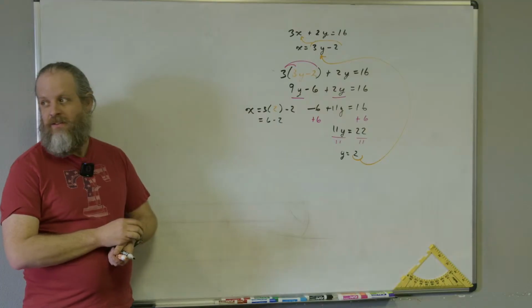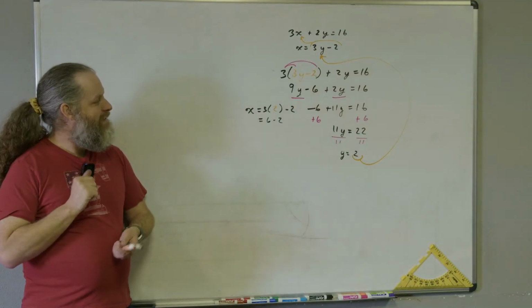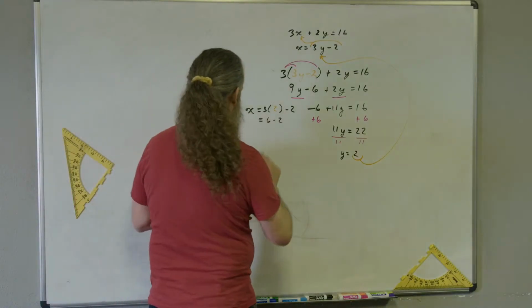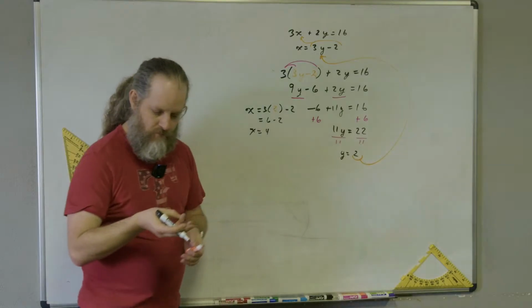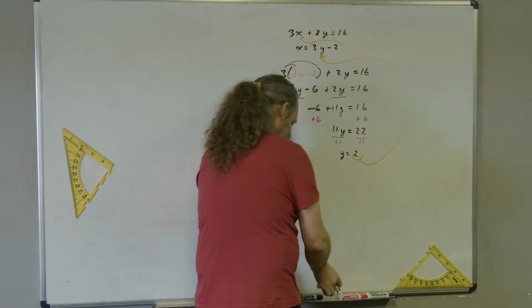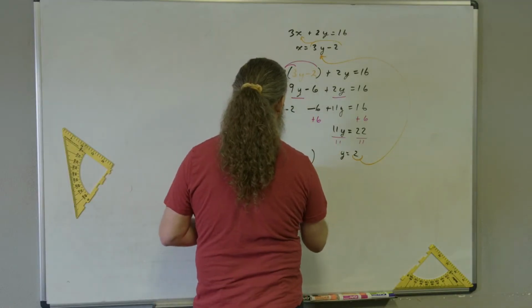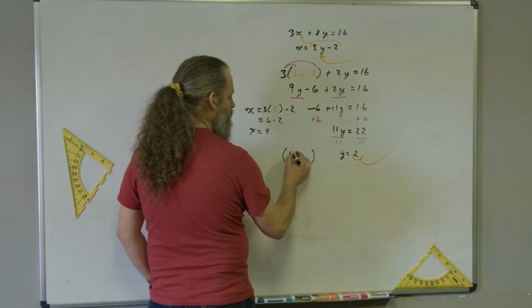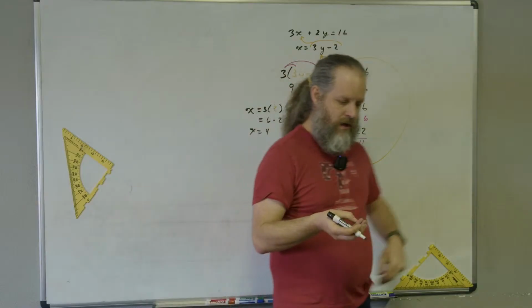6 minus 2. Okay, 6 minus 2 is 4. X equals 4. What now? Put it in an ordered pair. Which one goes first? X. All right.